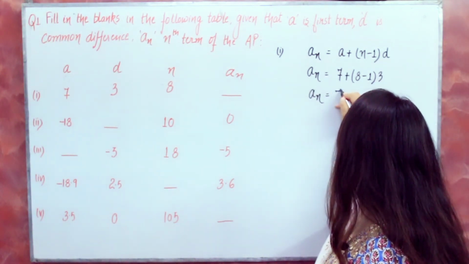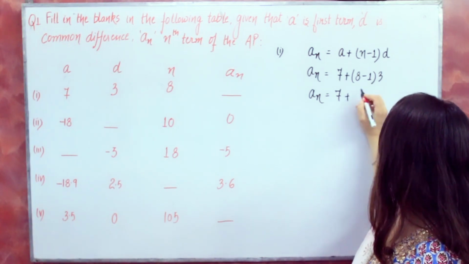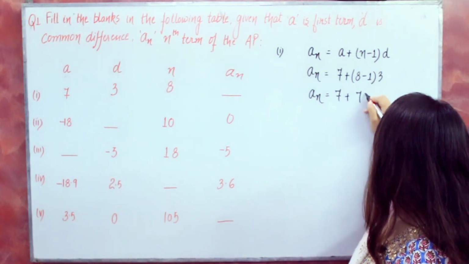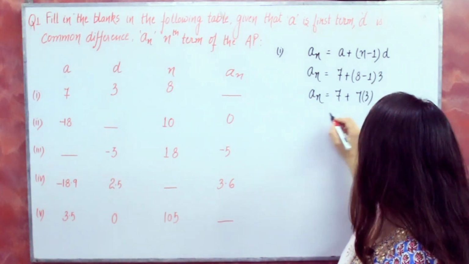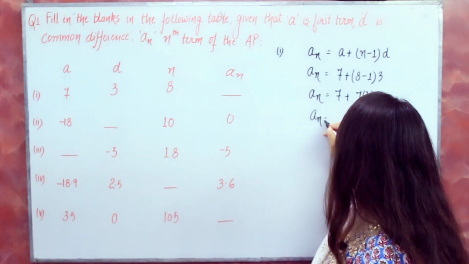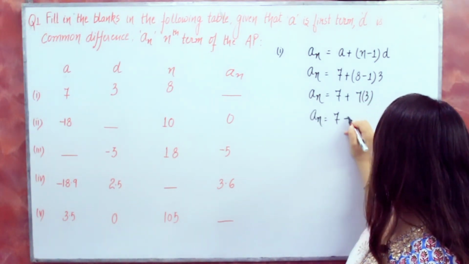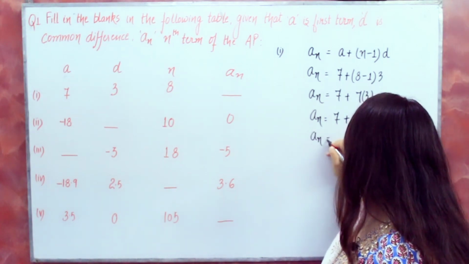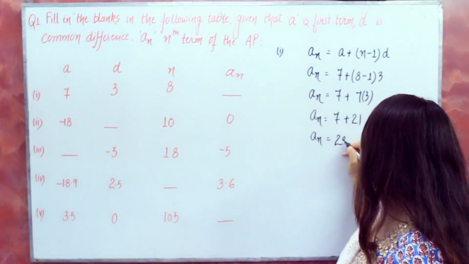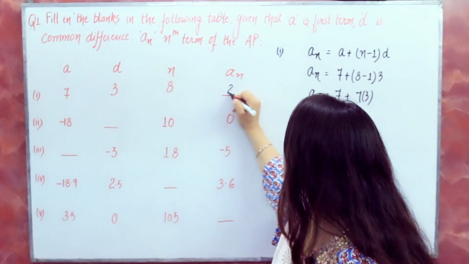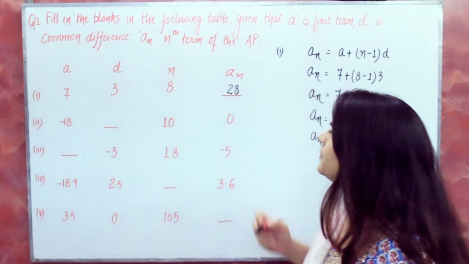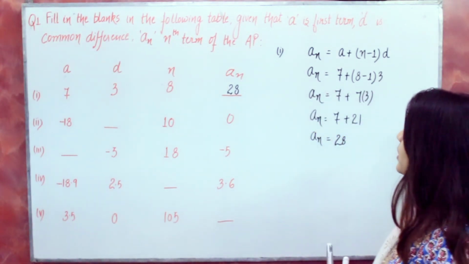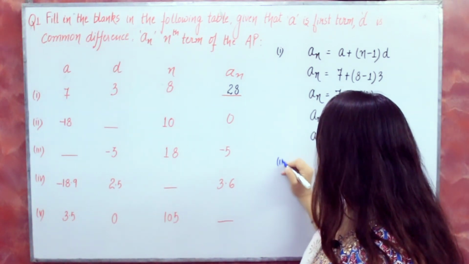Now you have to solve this. Bracket first, 7, 3. 7 plus 21, so nth term will be equals to 28. So that's our first part. Now we will solve our second part of this question.